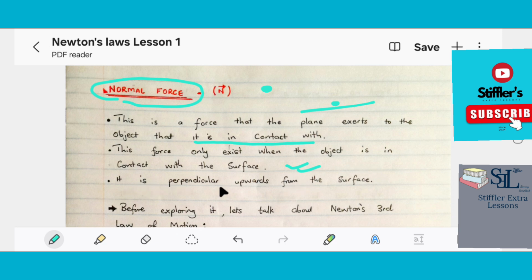And also it is perpendicular, upwards from the surface. So if we're having our surface like that, our normal force will always be perpendicular upwards, something like that. So that will be our normal force. And if we are having a slope like that, it should also be perpendicular to the surface. In any situation, the normal force will always be perpendicular to the surface. Always remember that.